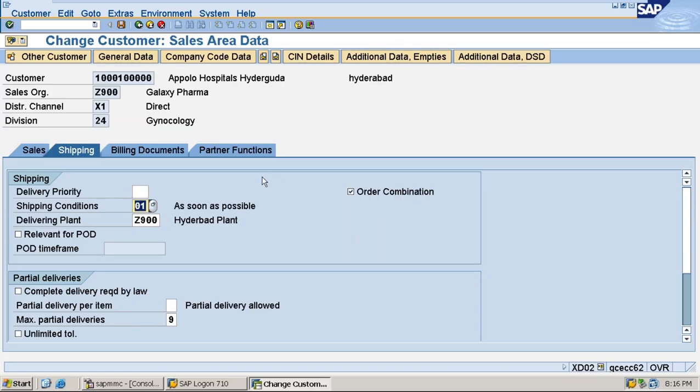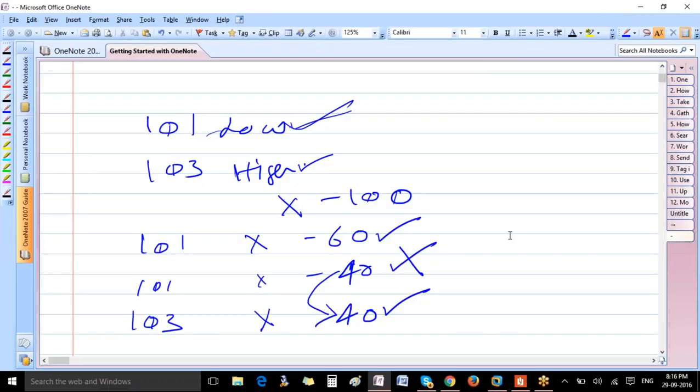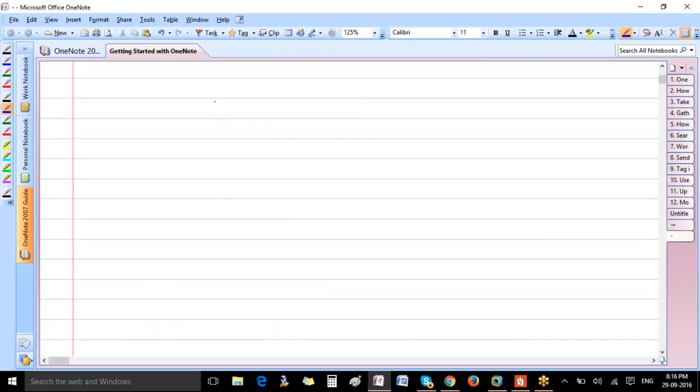The next is shipping condition. Shipping condition is one of the parameters. You have seen earlier a configuration called shipping point, right? In the enterprise structure, you have created shipping points. So when I'm creating an order for a customer and delivering for that customer, I need to ship for that customer, right? So there should be a shipping point determined.